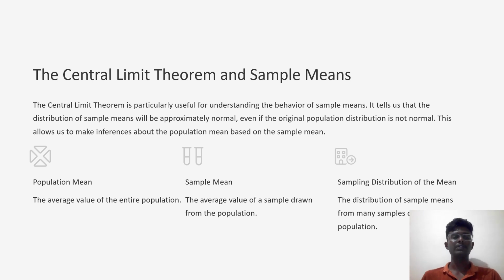Population mean, the average value of the entire population. Sample mean, the average value of the sample drawn from the population. Sampling distribution of the mean, the distribution of sample means from many samples of the population.